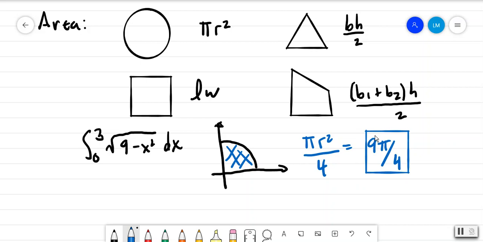Of course, if it was the whole circle, then in that case, you know that it would be just 9 pi. But if it was half of it, then it would be 9 pi over 2 and so on.